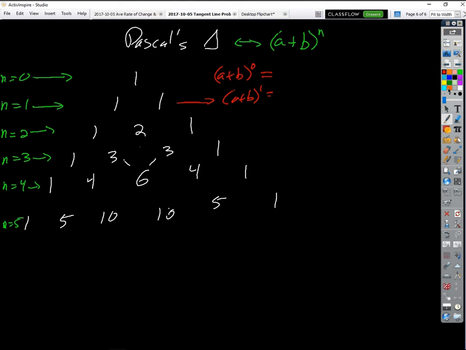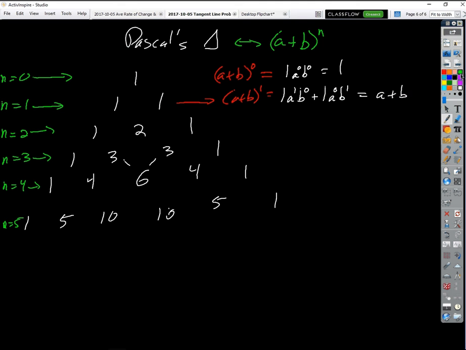I could say this first one is 1a to the 0, b to the 0, which is equal to 1. The second one is 1a to the 1, b to the 0, plus 1a to the 0, b to the 1, which is just a plus b, right?